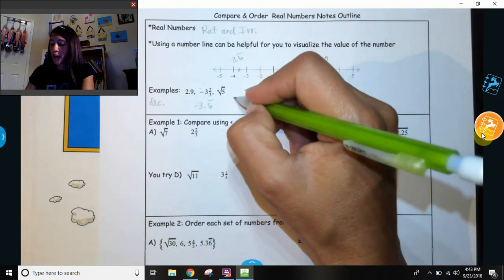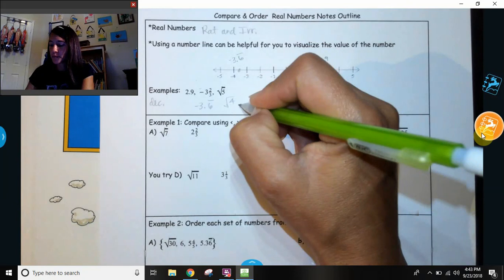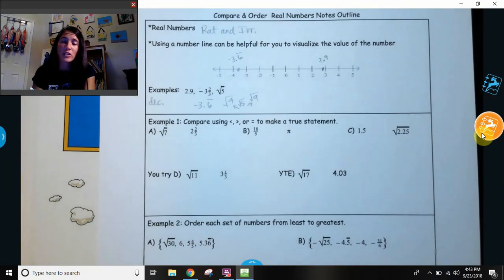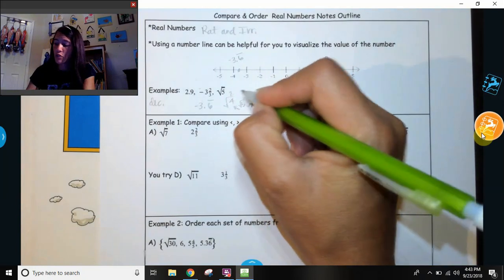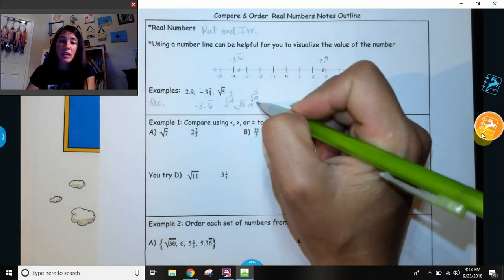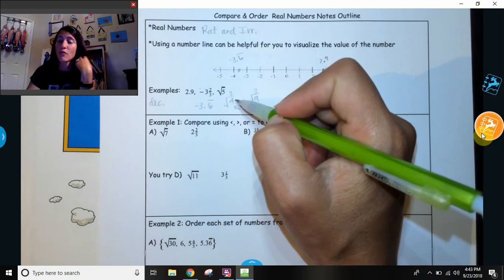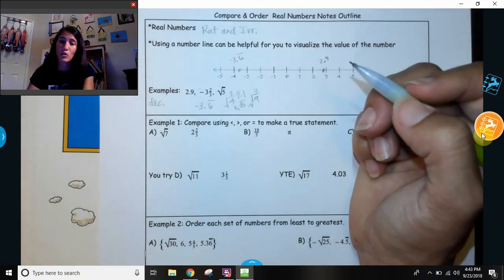And then the square root of 5, you learned how to estimate square roots. The square root of 5 would be between the square root of 4 and the square root of 9. It's between those two perfect squares. It's going to be more than 2 because the square root of 4 is 2, so it's between 2 and 3. But because 5 is closer to 4, this number is going to be closer to 2. So we could say like 2.1 or 2.2.